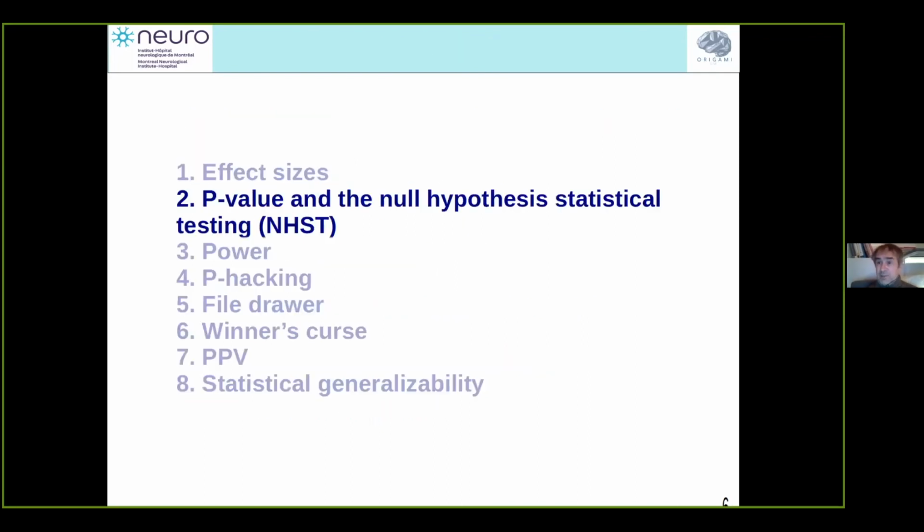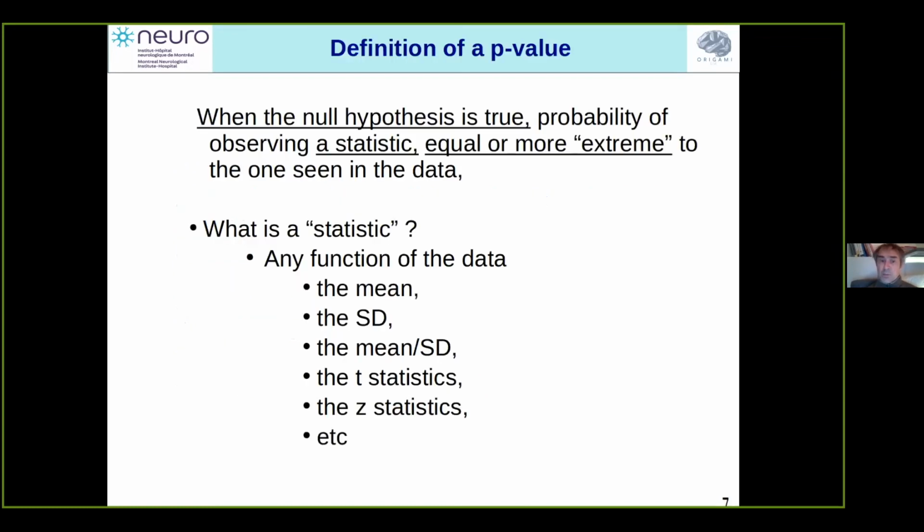Let's take this segue to the p-value definition and what p-values are. They are clearly everywhere in the literature. So what is a p-value?